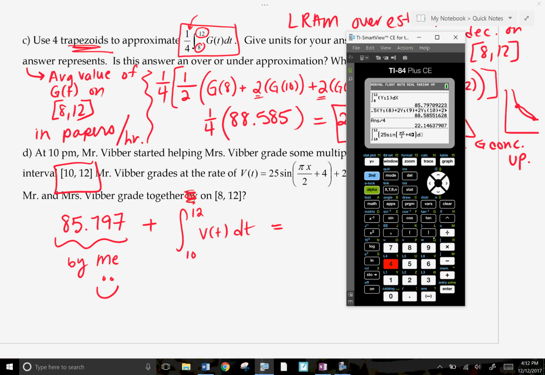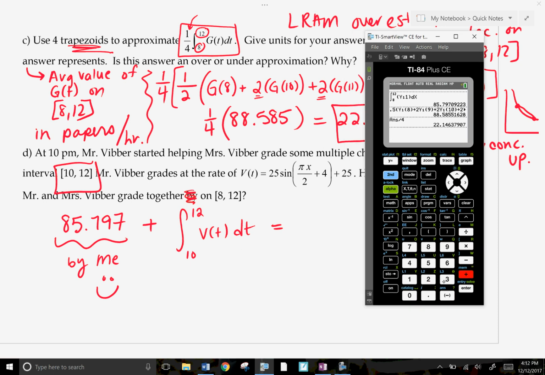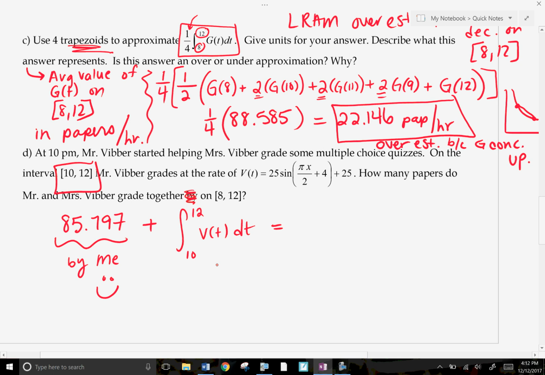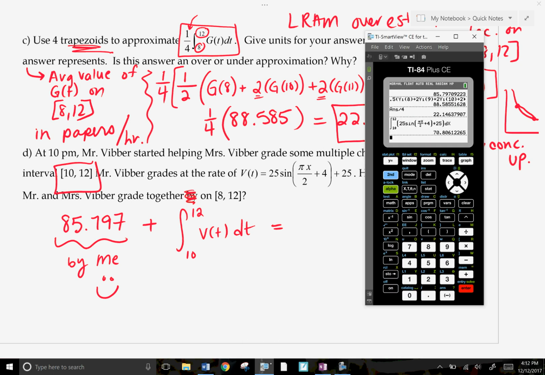Plus 4. And wasn't there a plus 2? Plus 25. There we go. So he's only got multiple choice, so he's grading a little bit faster than I am, and it was 70.806. And so if I add that to my 85.797, and remember I need my final answer correct to 3 decimal places, so I'm using some extra digits up here just in case there's a rounding issue: 156.603.